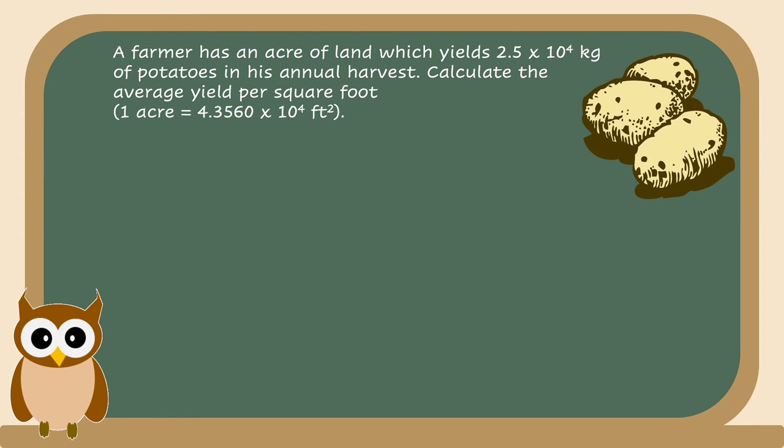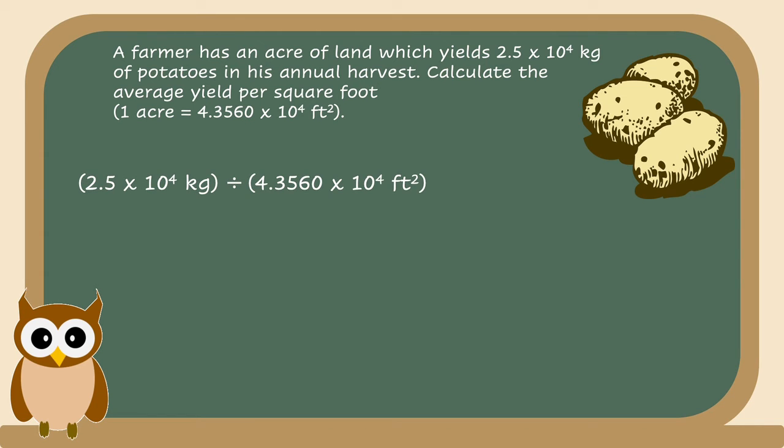Right, so a farmer has an acre of land which yields 2.5 times 10 to the power of 4 kilograms of potatoes in his annual harvest. Calculate the average yield per square foot. Knowing that 1 acre is equal to 4.3560 times 10 to the power of 4 square feet.